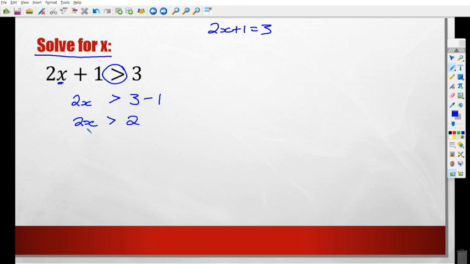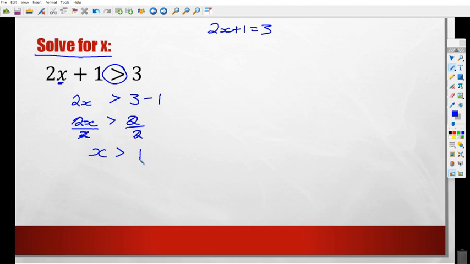Then how do I get x by itself? I'm just going to divide by 2 on both sides. Same thing. And now the 2's cancel. I'm left with 1 on this side and x on this side. So what am I telling you here? I'm telling you that x is greater than 1, the value of 1.